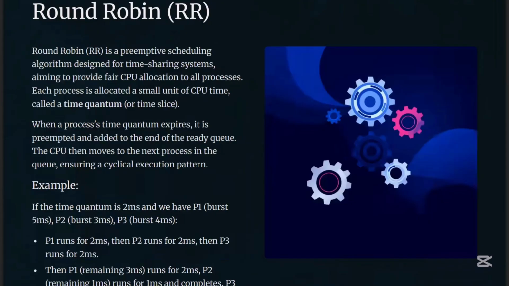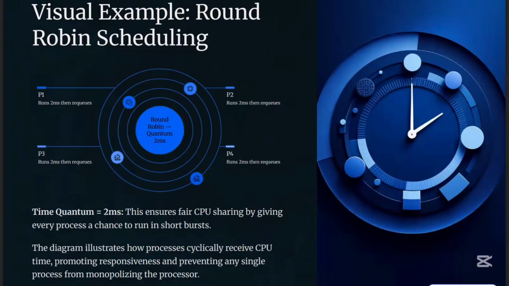Round-robin scheduling. Round-robin is one of the most widely used scheduling algorithms in time-sharing systems. In this method, each process is given a fixed time slice called a time quantum. After the time quantum expires, the process is moved to the end of the queue. Advantages: fair to all processes, good response time, prevents starvation. Disadvantages: too small a time quantum causes frequent context switching. Too large a time quantum behaves like FCFS. Choosing the right time quantum is very important.